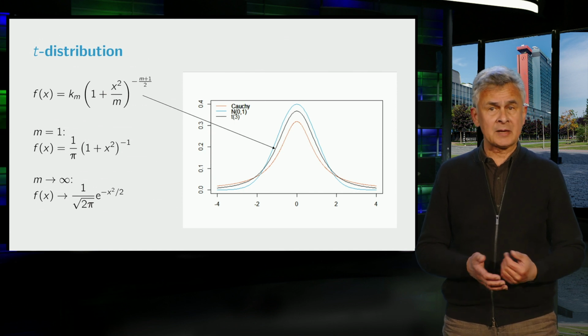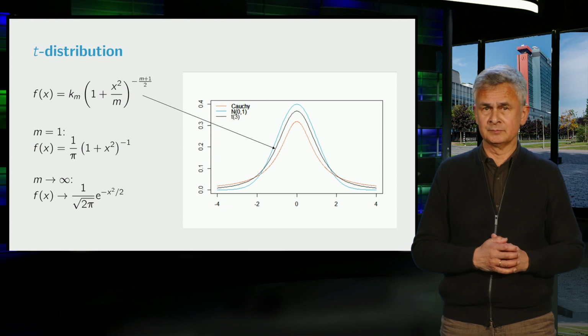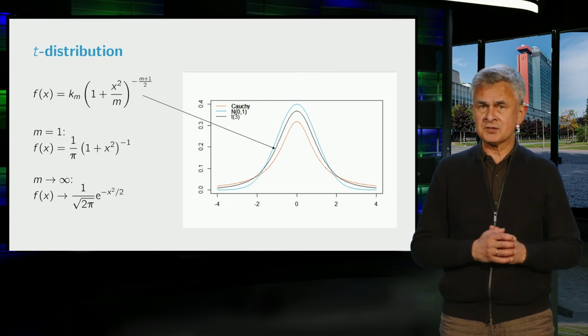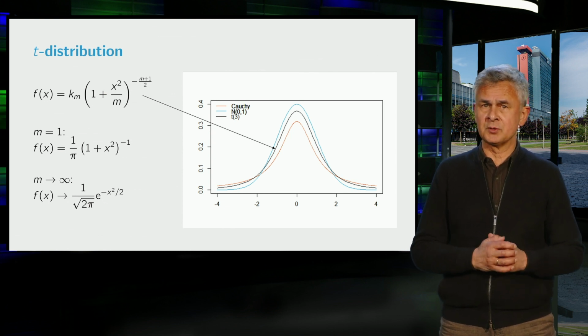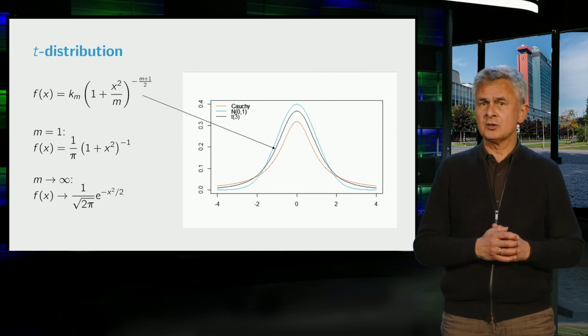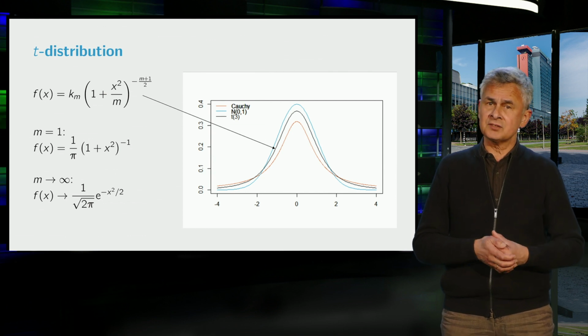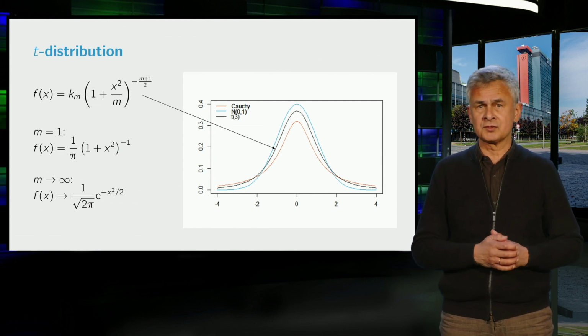The density is symmetric around 0, and it is bell-shaped, like the standard normal. The distinguishing feature is that the densities of the t distribution have heavier tails. The density goes to 0 more slowly than the standard normal density as x goes to minus or to plus infinity.